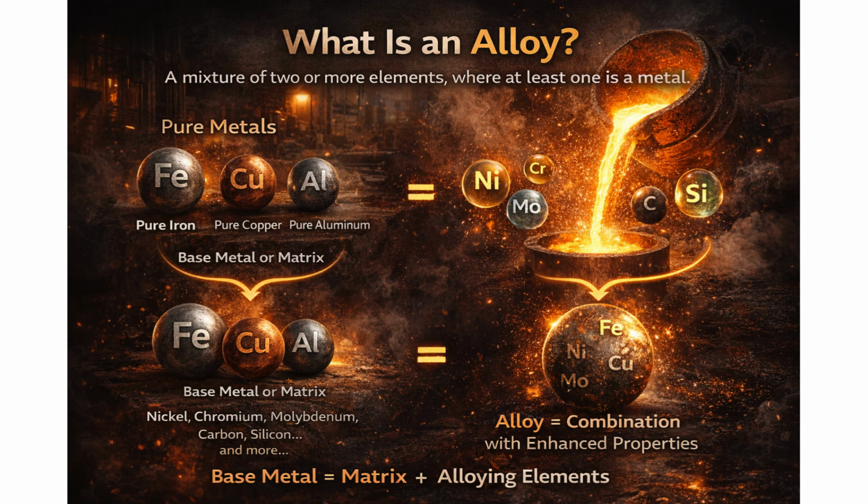An alloy is a mixture of two or more elements, where at least one is a metal. The main metal is called the base metal or matrix, and the elements added to it are called alloying elements. These additions can be other metals, or sometimes non-metals like carbon, nitrogen, or silicon.